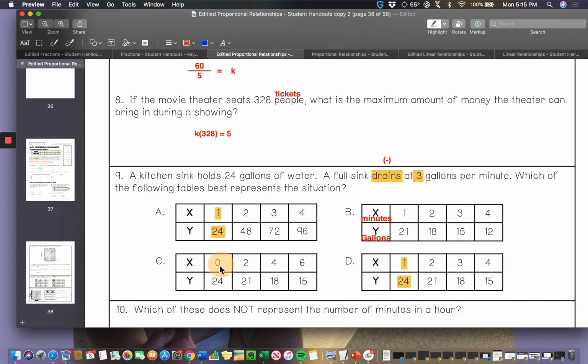The only one that was confusing was this one, because I knew that 0 minutes passed, which means there was 24 gallons still in there. Well, this one decreased by 3, but if 2 minutes passed, this shouldn't have been a 21, right? What's 24 take away 6, right? That shouldn't be a 21 there. If we were following that rate, 21 should really be 18. If you were doing this correctly, this would be wrong.